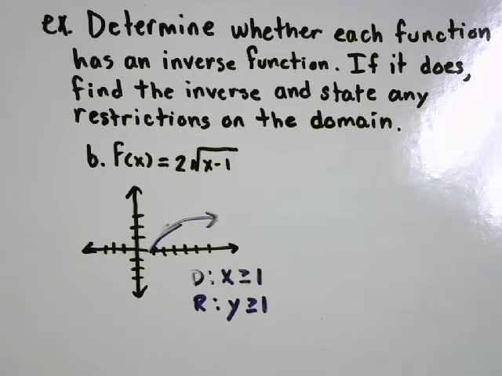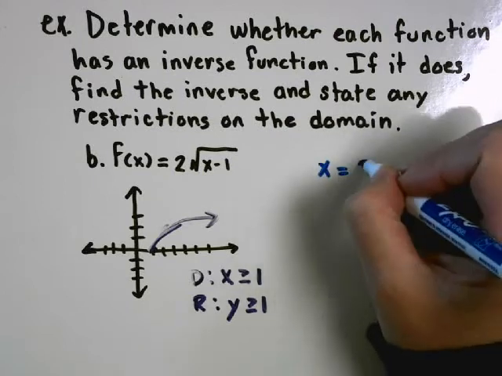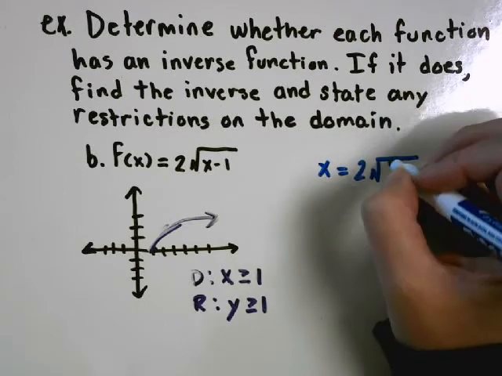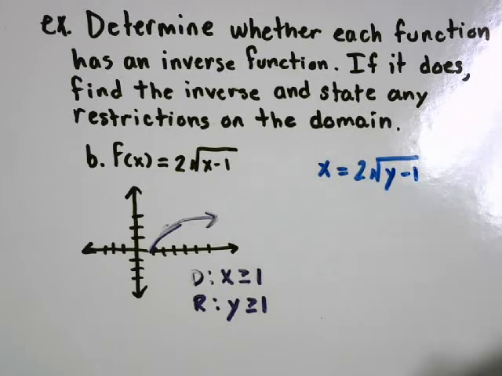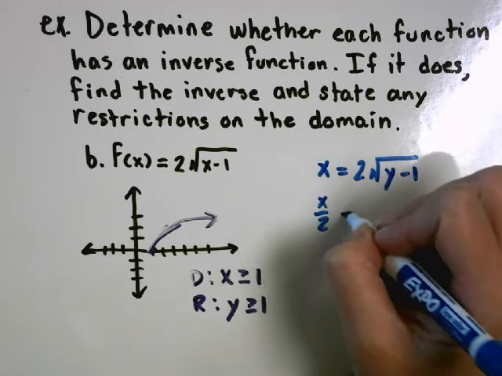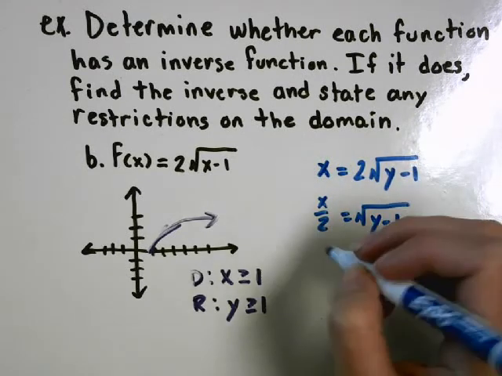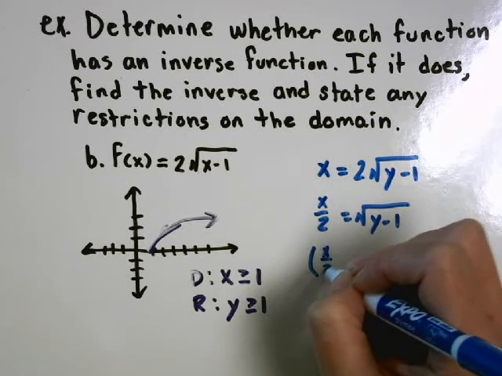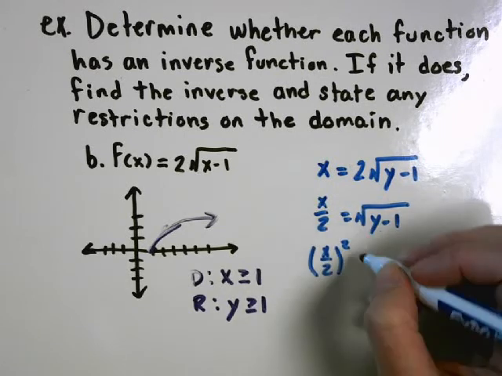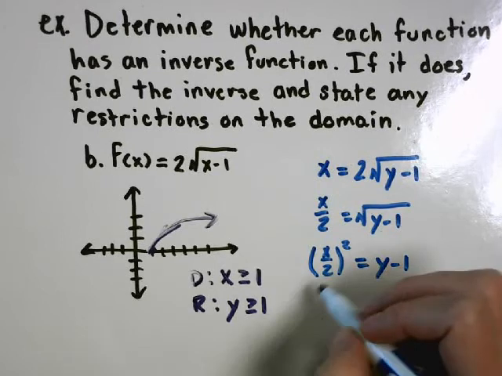So now we'll find the inverse. So I'm going to let x equal 2 root y minus 1. So we'll divide by 2. Square both sides. And then add 1 over.